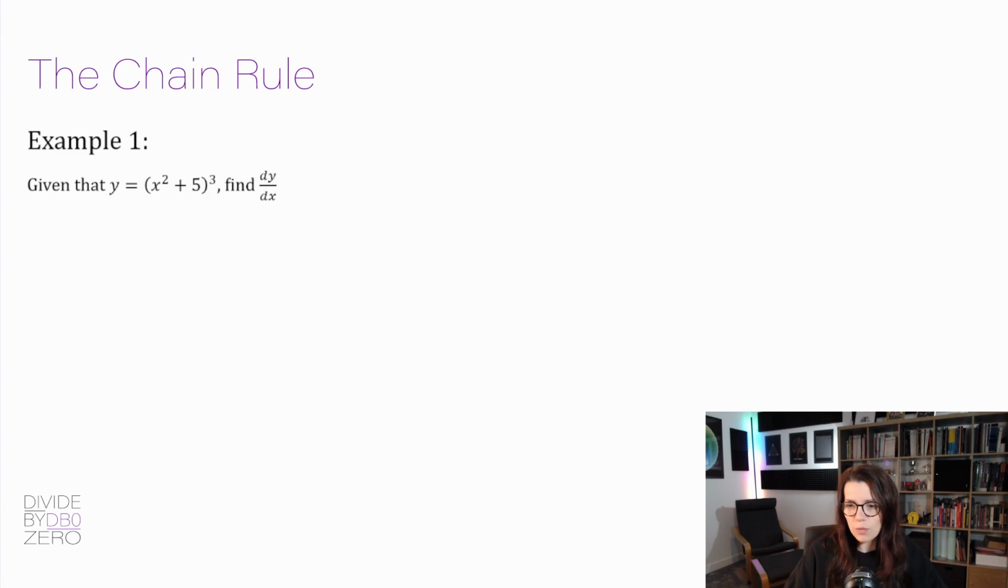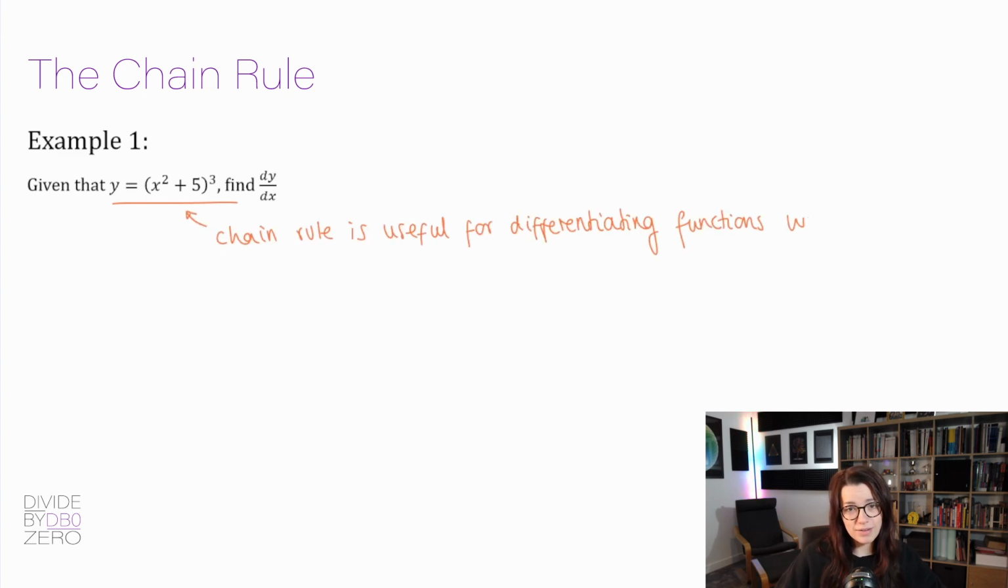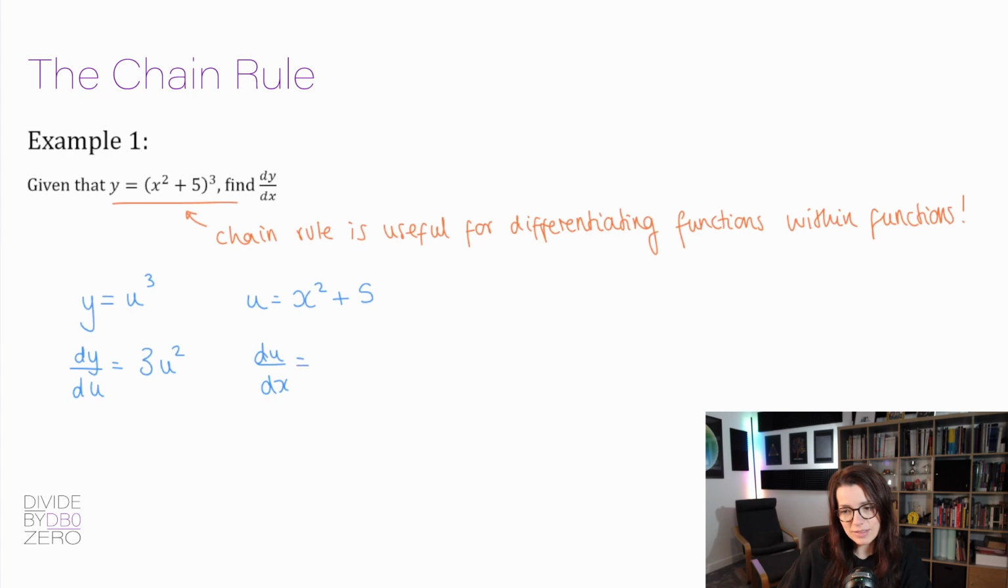Example 1. Given that y equals (x squared plus 5) all cubed, find dy/dx. Now the chain rule is useful for differentiating functions within functions. Here we have a function within a function because we have x squared plus 5 within the cubed. So we're going to set it up like this: y equals u cubed, where u is x squared plus 5. If we then differentiate each of those separately, dy/du is just 3u squared and du/dx is 2x.